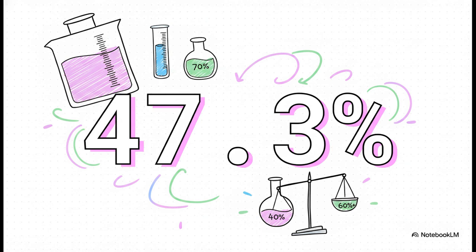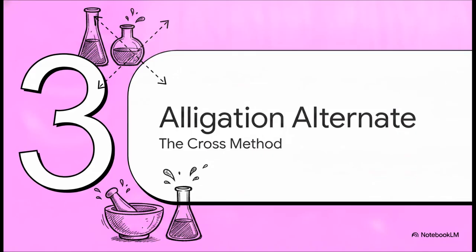The bulk of our mixture was that 40% alcohol, so our final number shouldn't stray too far from 40, even with those smaller splashes of 60% and 70% added in. Pro tip, always do a quick mental reality check like that in the lab to make sure your math aligns with basic logic. Let's keep the momentum going with section 3, alternate, also known as the cross method.